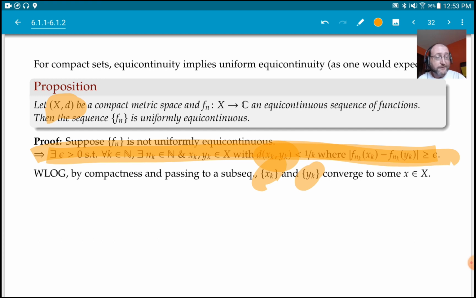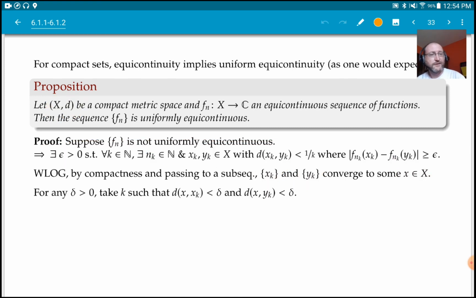Well, so now if I have convergence, I can say that both of these sequences converge to some point in X, in capital X. So for any delta, take a k such that, because both of these converge, the distance of x sub k is within delta of x and y sub k is within delta of x. Because these both converge, such a k exists.